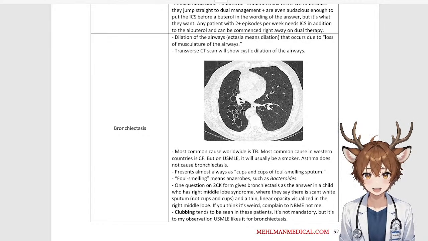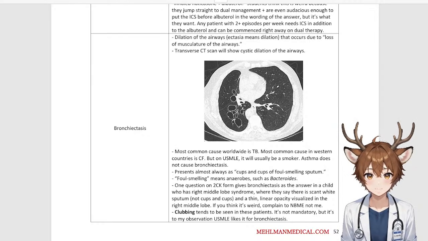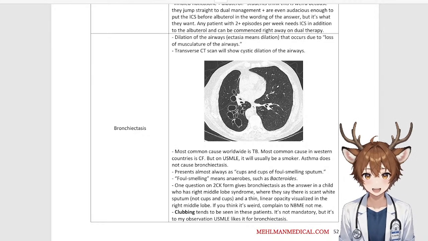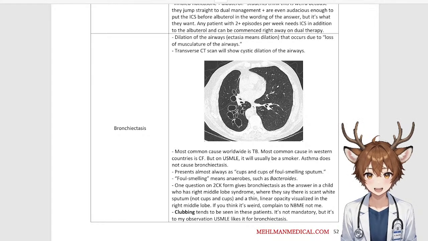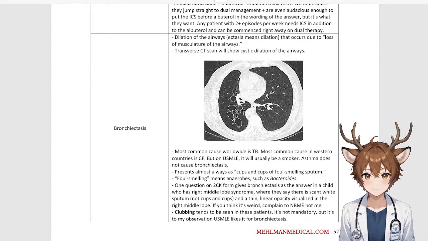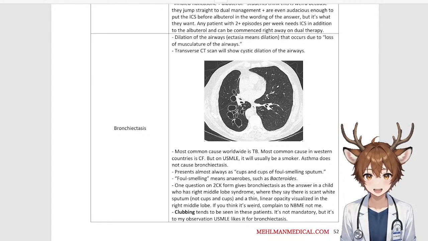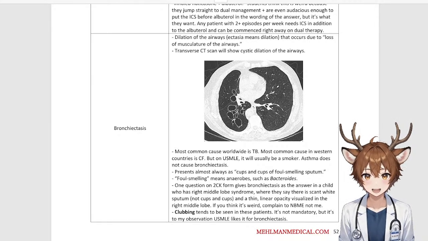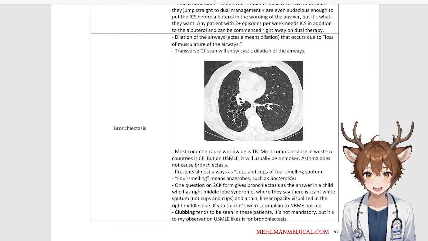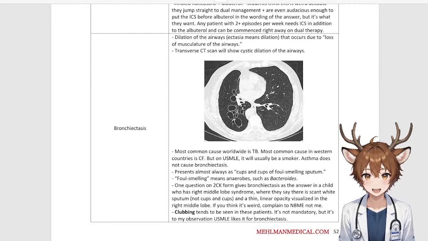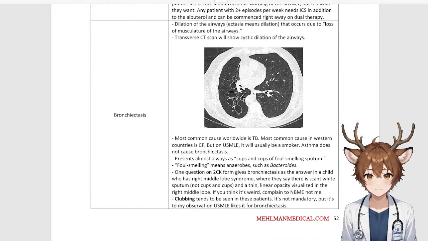One question on the 2CK forms gives bronchiectasis as the answer in a child who has right middle lobe syndrome, where they say there is scant white sputum, not cups and cups, and a thin, linear opacity visualized on the right middle lobe. If you think it's weird, complain to NBME, not me. Clubbing tends to be seen in these patients. It's not mandatory, but to my observation, USMLE likes it for bronchiectasis.